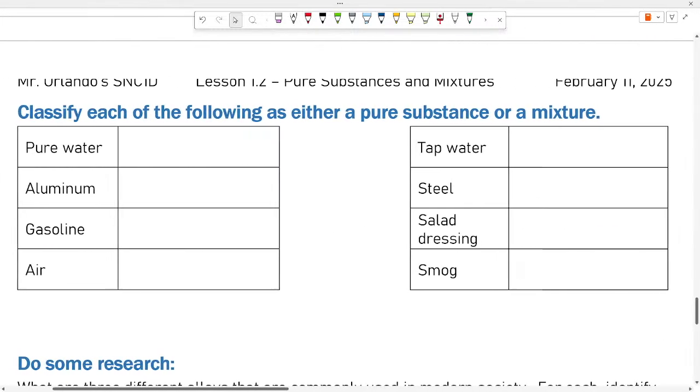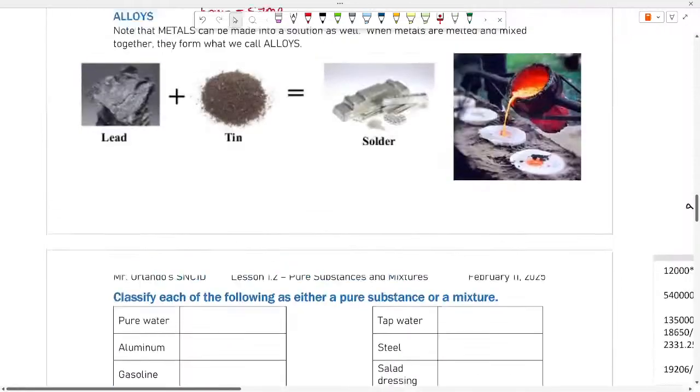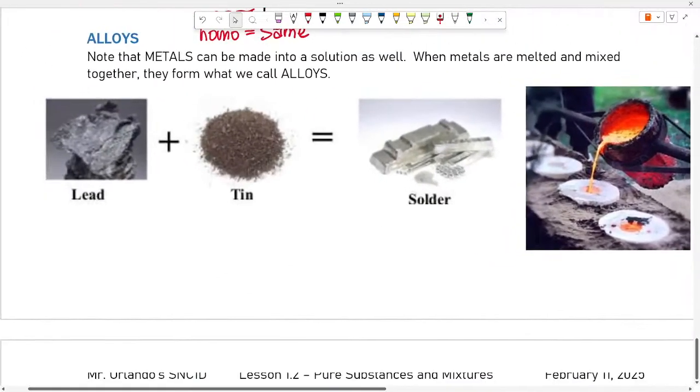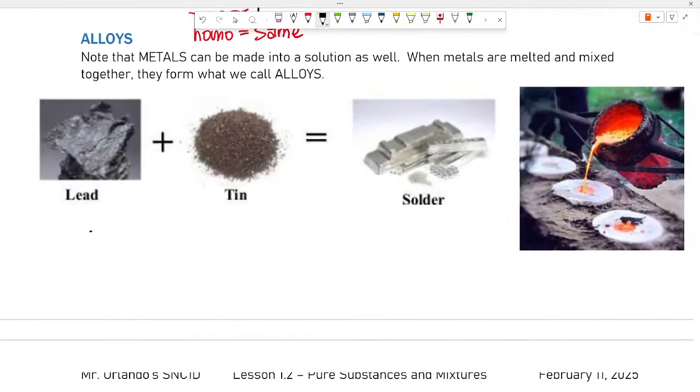We all are. So, with that in mind, like we said, an alloy is a solution of different metals.